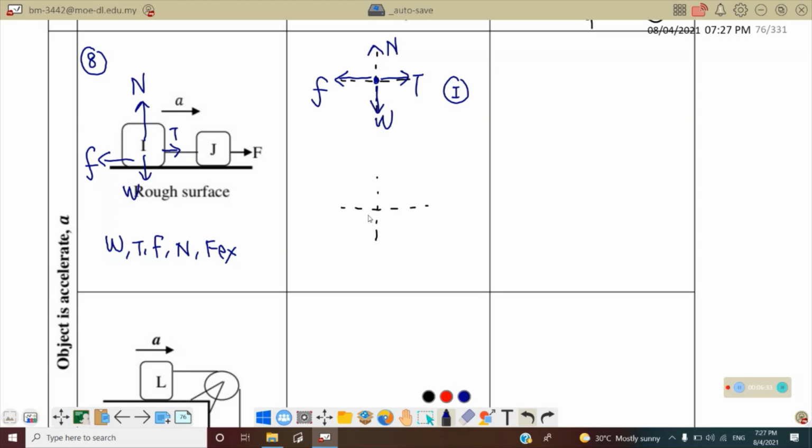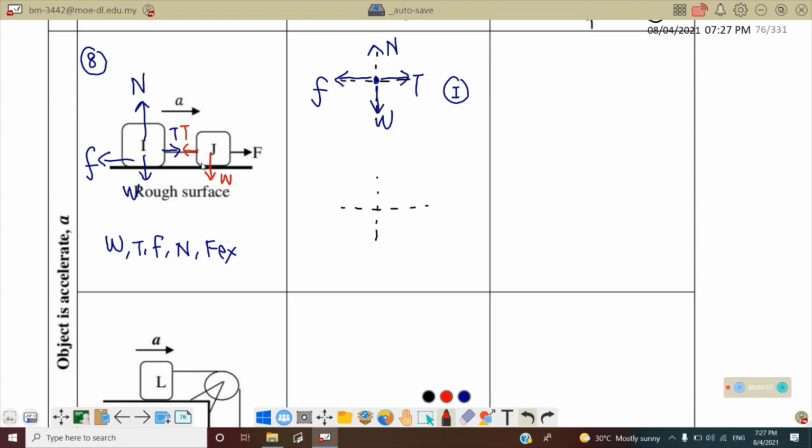Object J. Okay, object J, we also need to ask 5 questions. We have weight, we have tension. So tension for I and tension for J actually refer to the same thing because they are the same string. Okay, tali yang sama. So we will have the same tension.